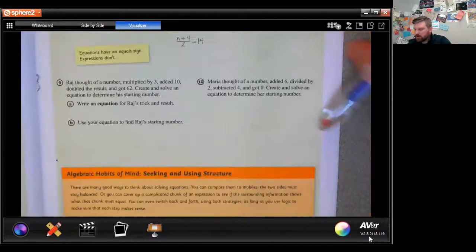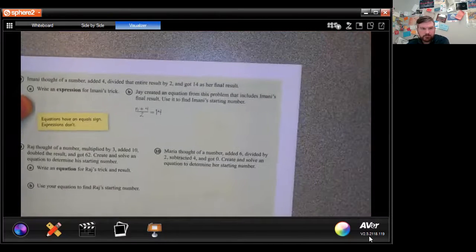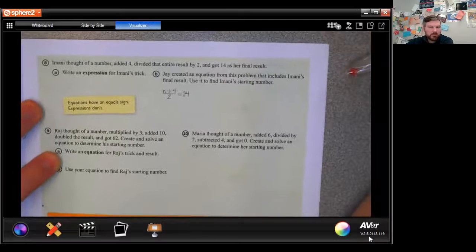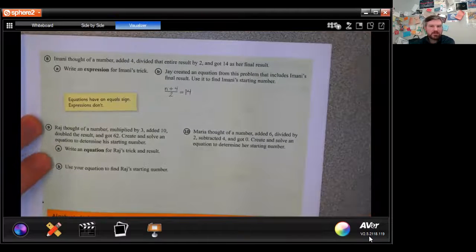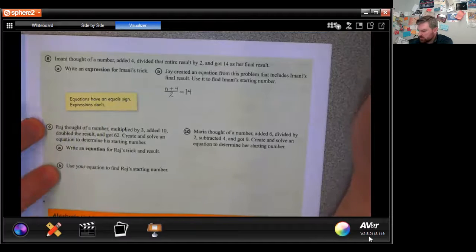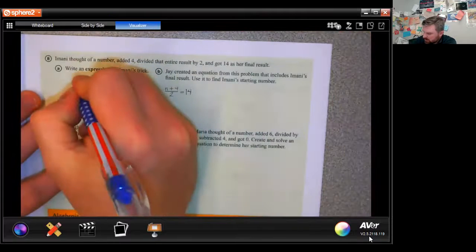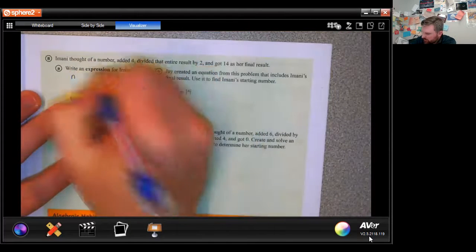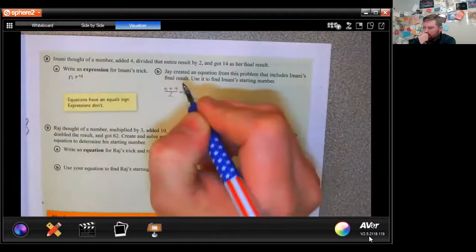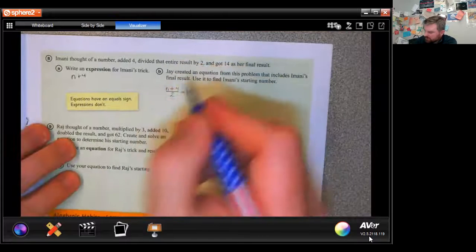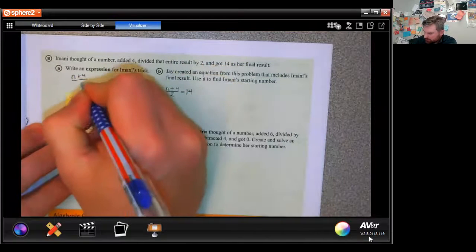Okay, coming over to number 8. Money thought of a number, added 4, divided that entire result by 2 and got 14 as her final result. Write an expression for the trick. Okay, so we're not going to write in her result. We're just going to write the expression. So a number, added 4, divided that entire result by 2.